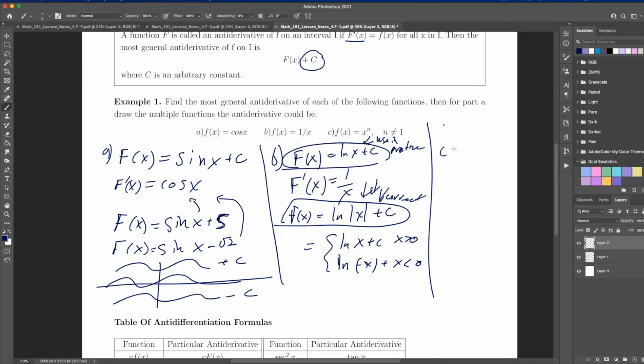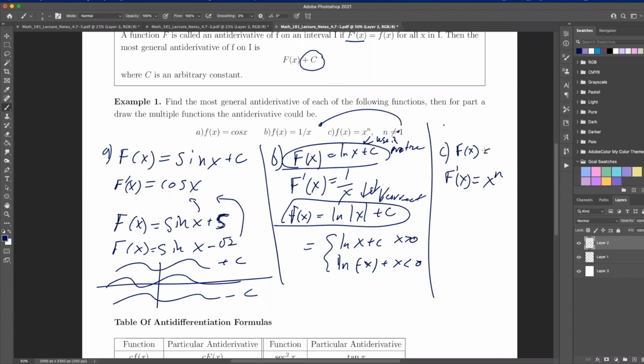And then here for C, if I have some function, what function, if I take its derivative, will give me x to the n, where n is not equal to 1? Oh, hold on, that should be n not equal to minus 1, because if n equals minus 1, we have this, right? n not equal to negative 1. If n equals 1, it's fine. So here I want a derivative equal to this.